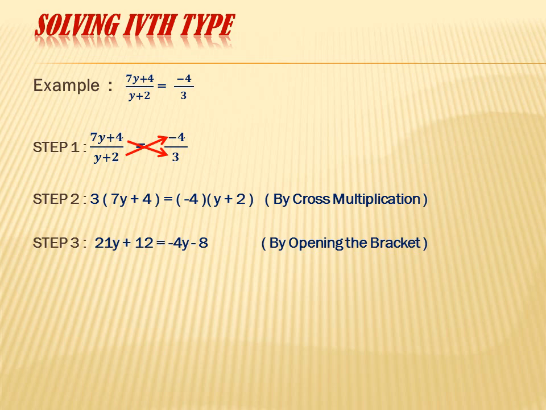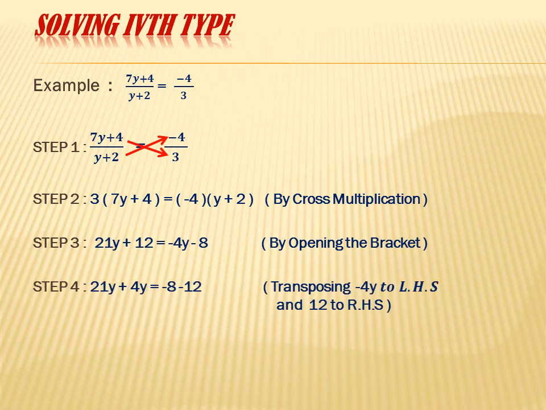Now we will apply the next method, and that is opening the bracket. Here we are going to multiply each term in the bracket by the number outside. So 3 when multiplied by 7 will give you 21y. 3 into 4 will give you 12. Minus 4 into y will give you minus 4y. And minus into plus will give you minus. 4 into 2 will give you 8.